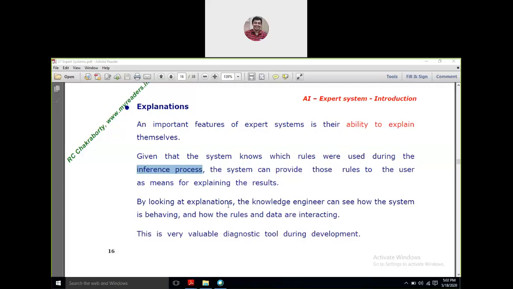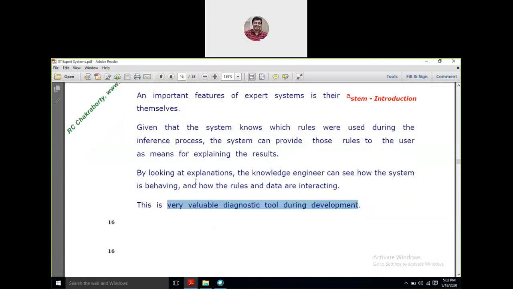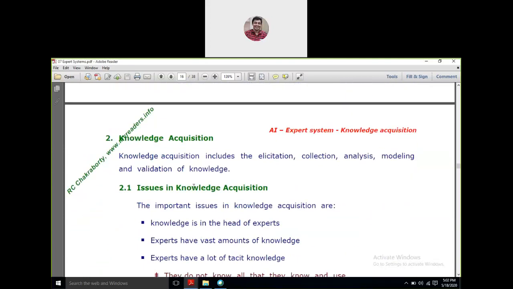for every kind of answer it provides, there is a kind of explanation that can be asked from that particular system, that why and how that particular system has come to that kind of conclusion, right? So by looking at the explanations, the knowledge engineer can see how the system is behaving and how the rules and data are interacting. It is a very, very valuable diagnostic tool during development also, right?